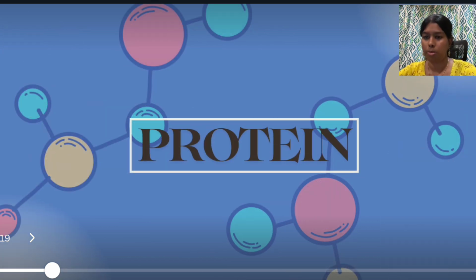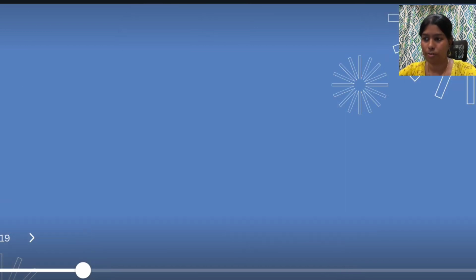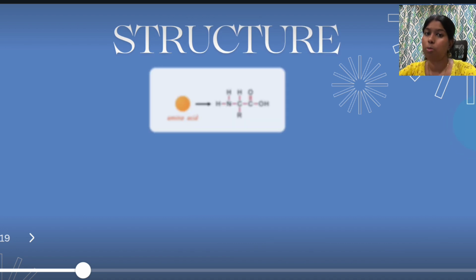Proteins are polypeptides. They are also known as heteropolymers because they are made up of two or more monomers repeating n number of times. Each protein is a polymer of amino acids. Amino acids are linked by a peptide bond, which is formed when the carboxyl group of one amino acid reacts with the amino group of another amino acid.